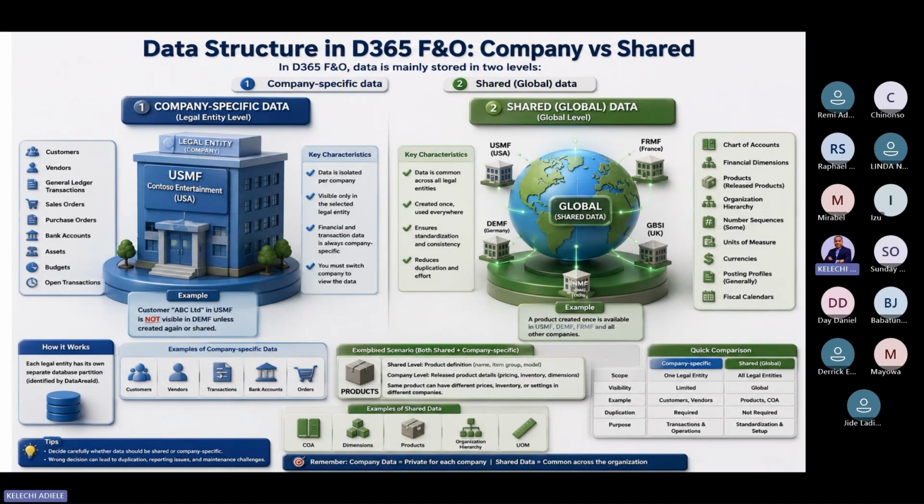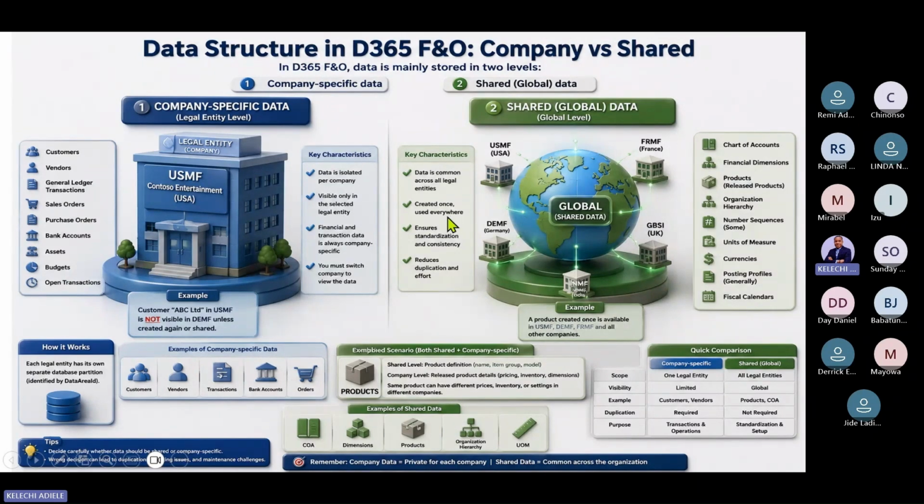The next one is shared global data. Even within Dynamics, there is data that all the companies can access. So those data are available for any of the company codes within Dynamics to use, or any of the legal entities. Just before I go, examples of company-specific data are customer data, vendor data, general ledger, sales orders, asset budgets.